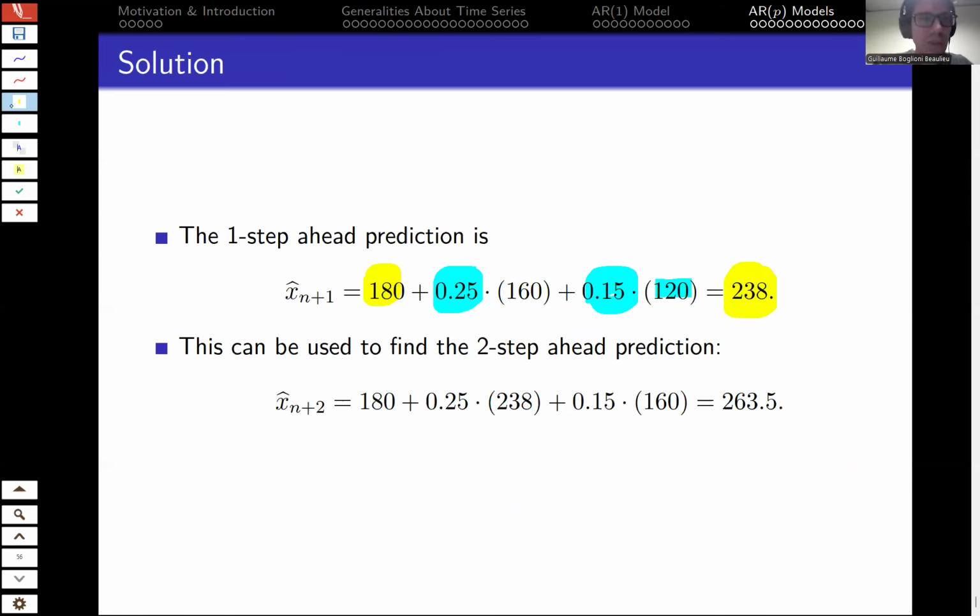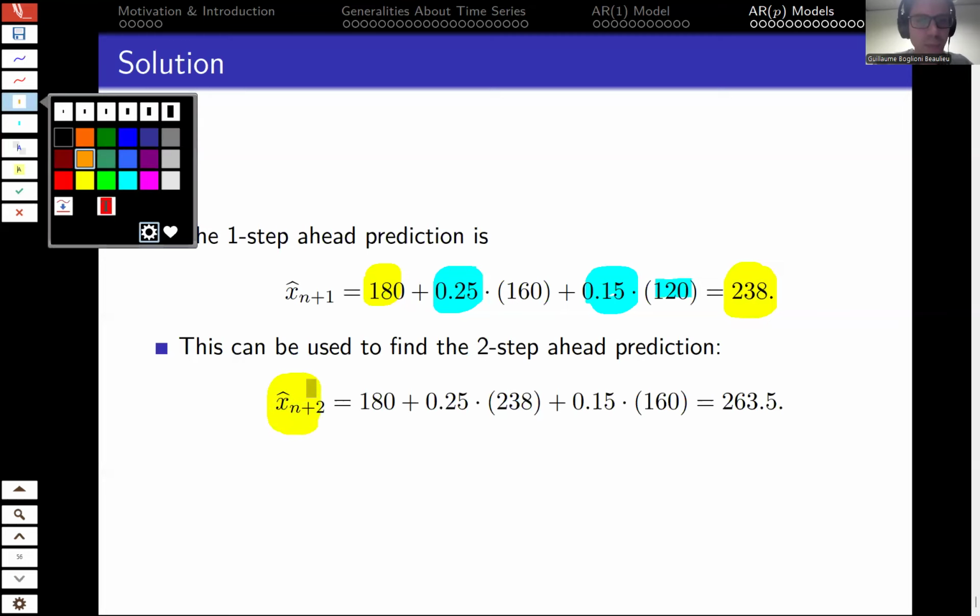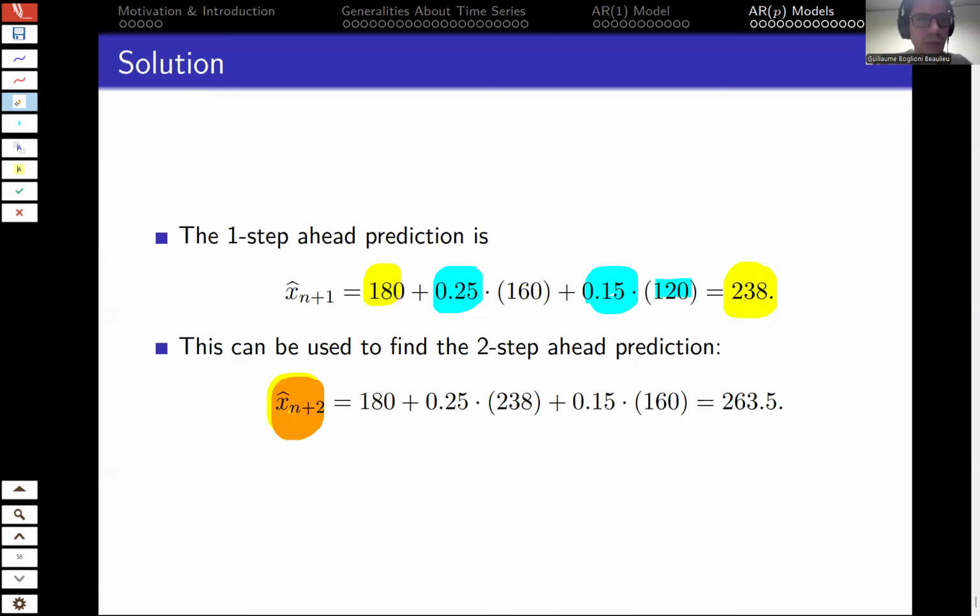But now we, of course, want the 2-step ahead forecast, x hat_{n+2}. Same formula, we use again our alpha 0, 0.25, but now 1 step before n+2 is, of course, n+1, and our estimate of x_{n+1} is 238, which was found here. And 2 days before n+2 would be today, the 160 minutes over here. And that's it. That's our answer, 263.